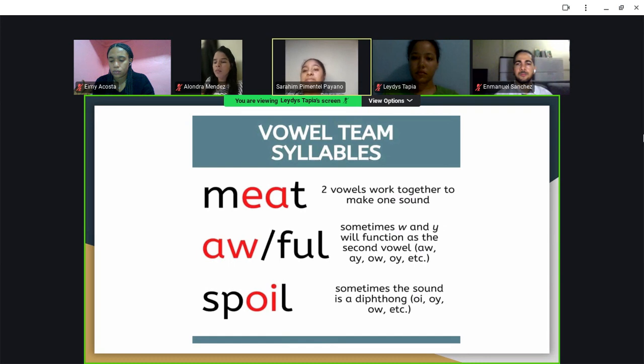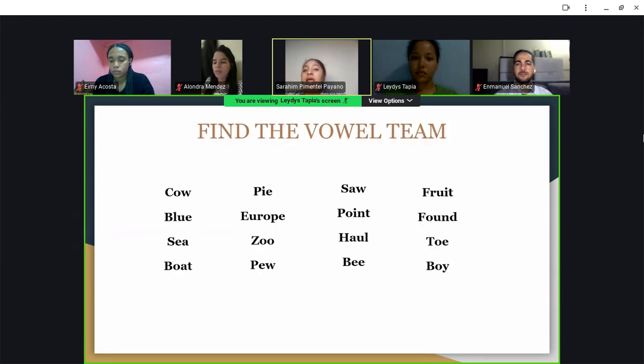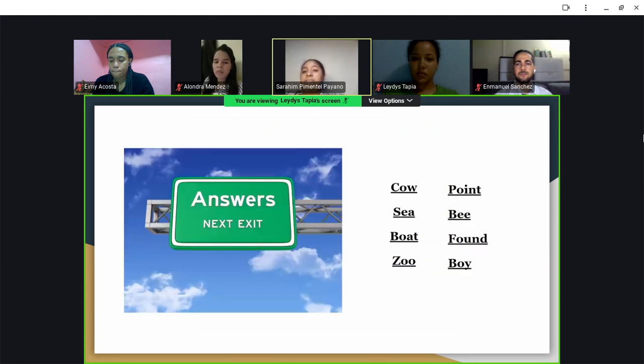Next one. Now you have a little exercise. You need to classify or find the vowel change in these words. Remember that it's a bit like closed vowels, no, sorry, like open vowels, but they are not open at all. Next one.